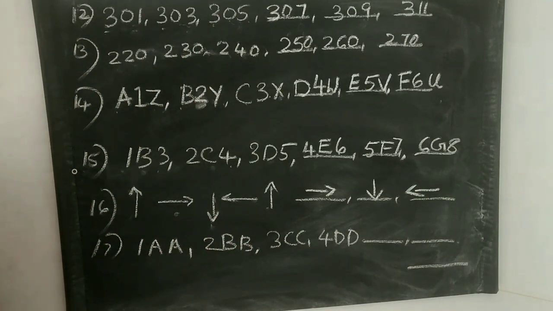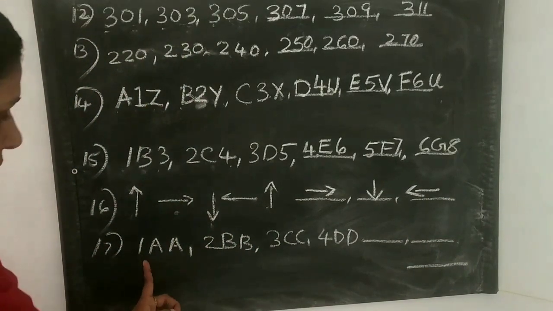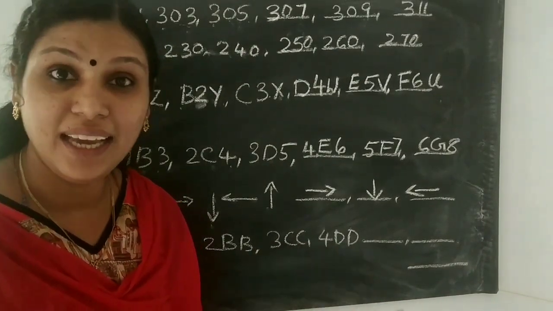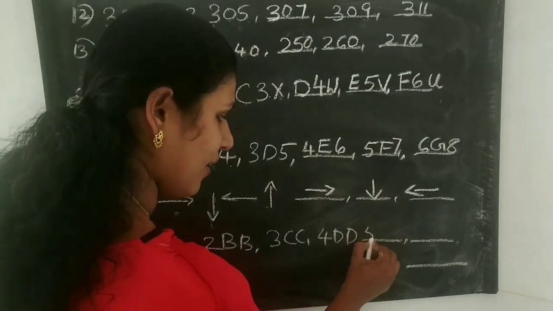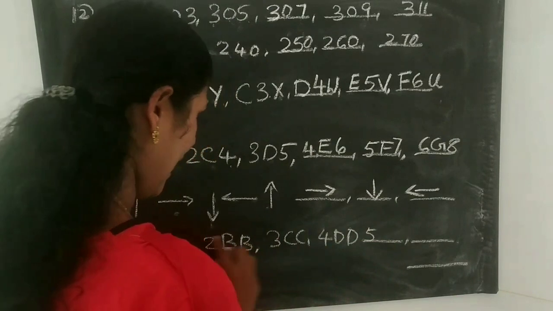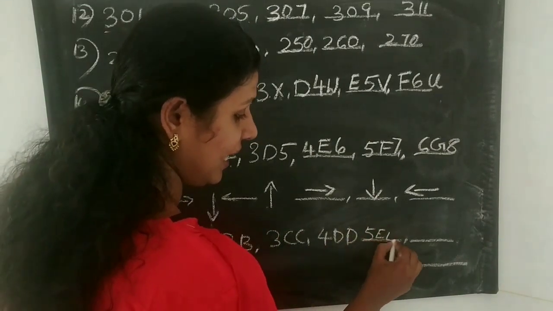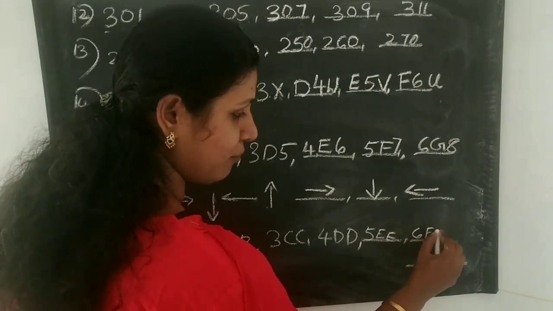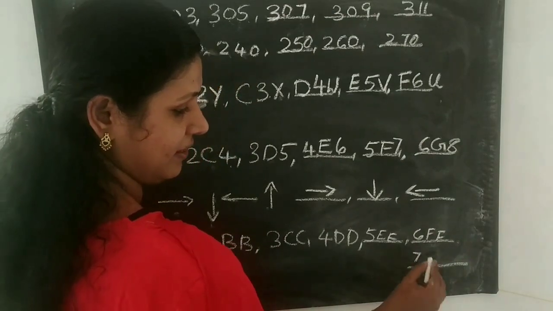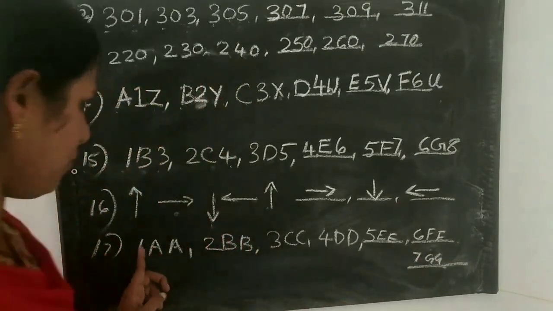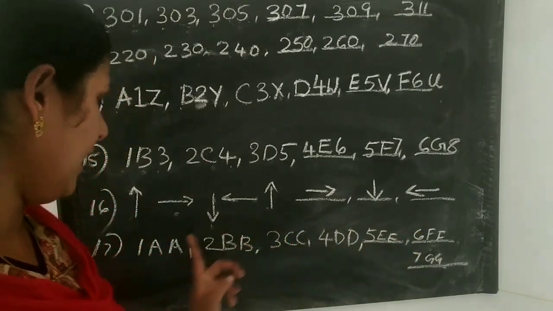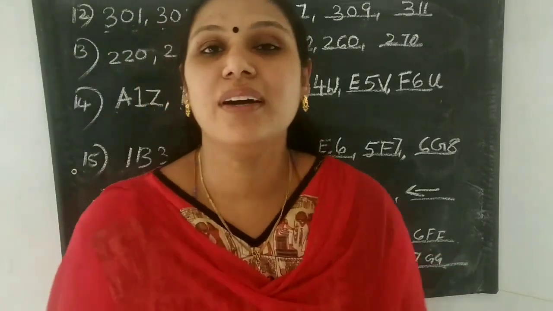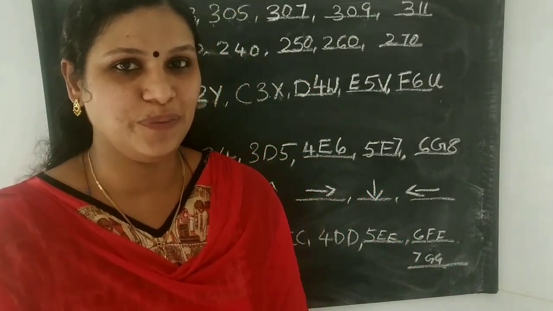Okay, now here it follows a special rule, that is 1AA, 2BB, 3CC, 4DD, then next is 5EE, then 6FF, 7GG. That is 1, 2, 3, 4, 5, 6, 7, A, B, C, D, E, F, G. Okay. So, today's portion, understood by all of you?